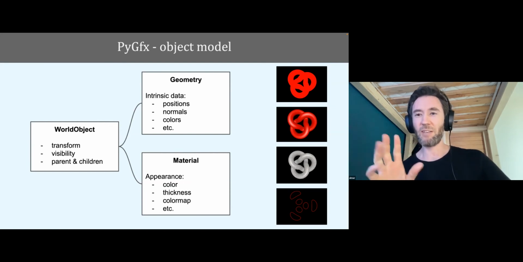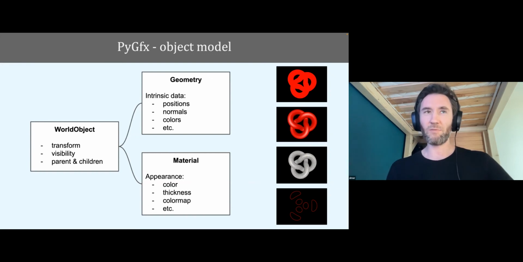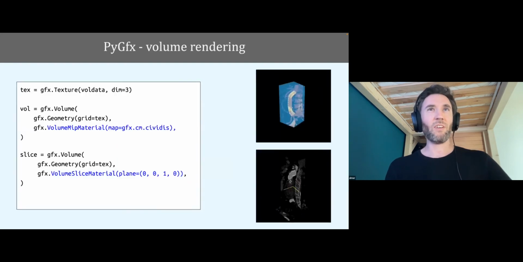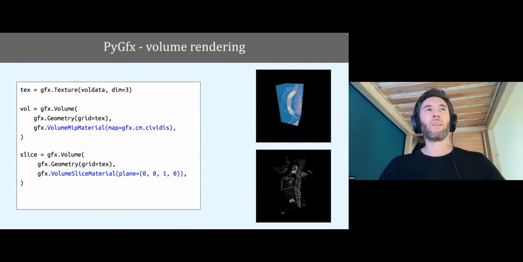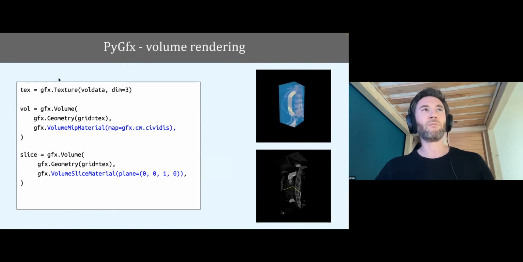So it's the same mesh object in all the cases, just the way that it's rendered is different by applying different materials. To show you what this looks like in code, there's an example over here. In this case, using volume rendering. So we have some volumetric data. This is just a NumPy array. We turn that into texture.